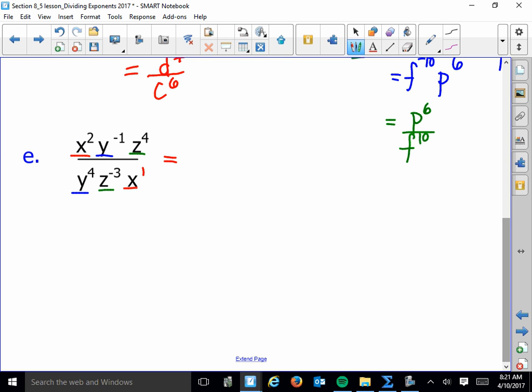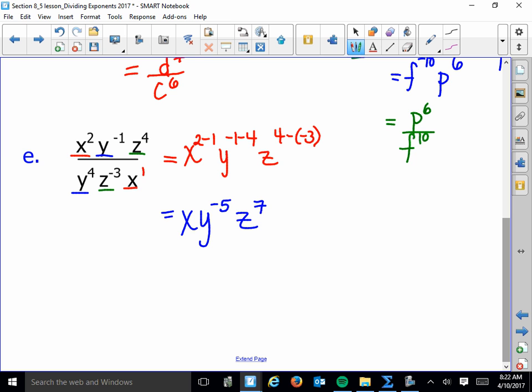All right, so I have x to the 2 minus 1 times y to the negative 1 minus 4 times z to the 4 minus negative 3. So to simplify, this will be x to the 2 minus 1 is 1. I don't need to write that exponent. y to the negative 1 minus 4 is negative 5. And z raised to the 4 minus negative 3, which is 7.